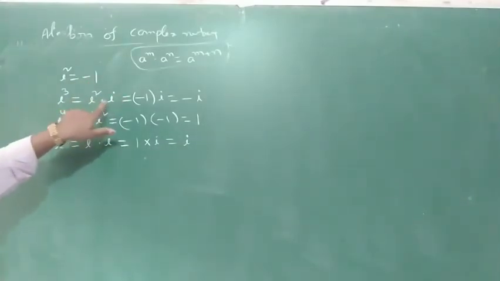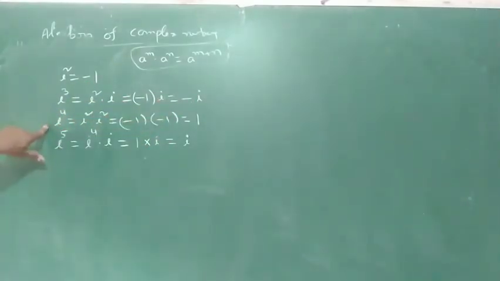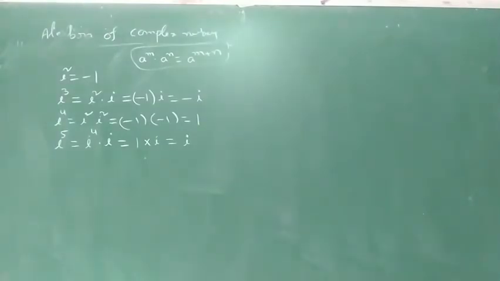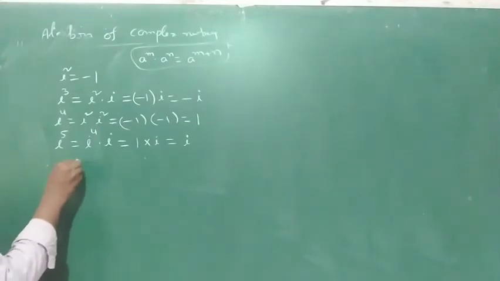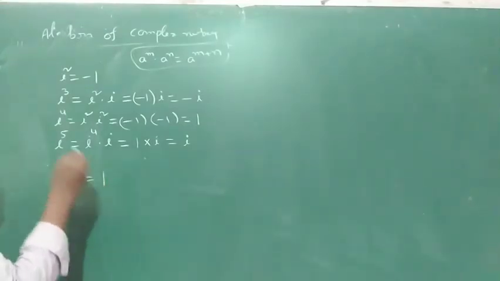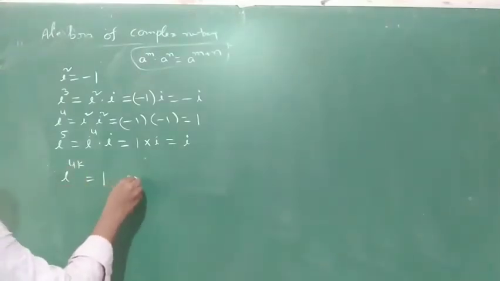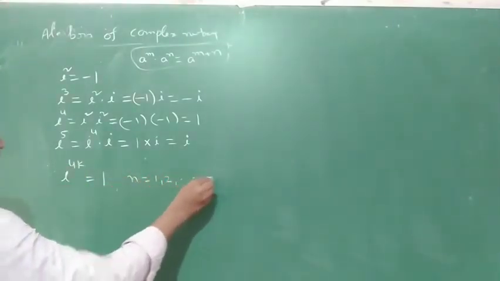So once again, i square is equal to minus 1, i cube is equal to i square into i, which is minus i, i power 4 is equal to 1, i power 5 is equal to i power 4 into i, which is equal to i. So finally, i power 4k is equal to 1, because i power 4 value is 1. i power 4k is equal to 1, where k is equal to 1, 2, 3 and so on.